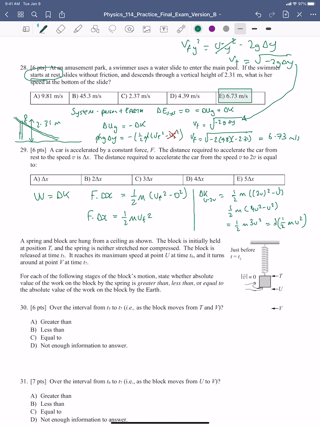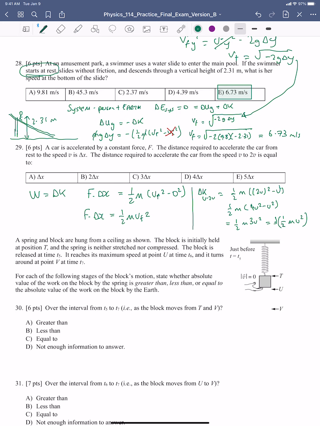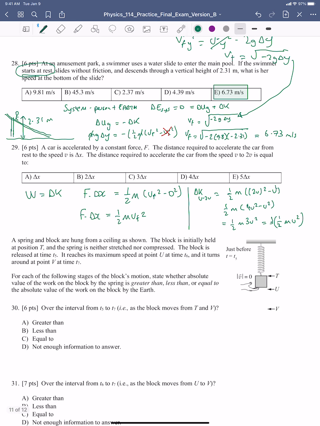To go from V to 2V is equivalent to 3 times the energy that it takes to go from rest to V. So with the same force, you would need 3 times the distance, so 3 delta x's. F delta x is equivalent to 1/2 m V squared, so F times 3 delta x would be equivalent to the 3 times 1/2 m V squared that we've determined from the change in kinetic energy.